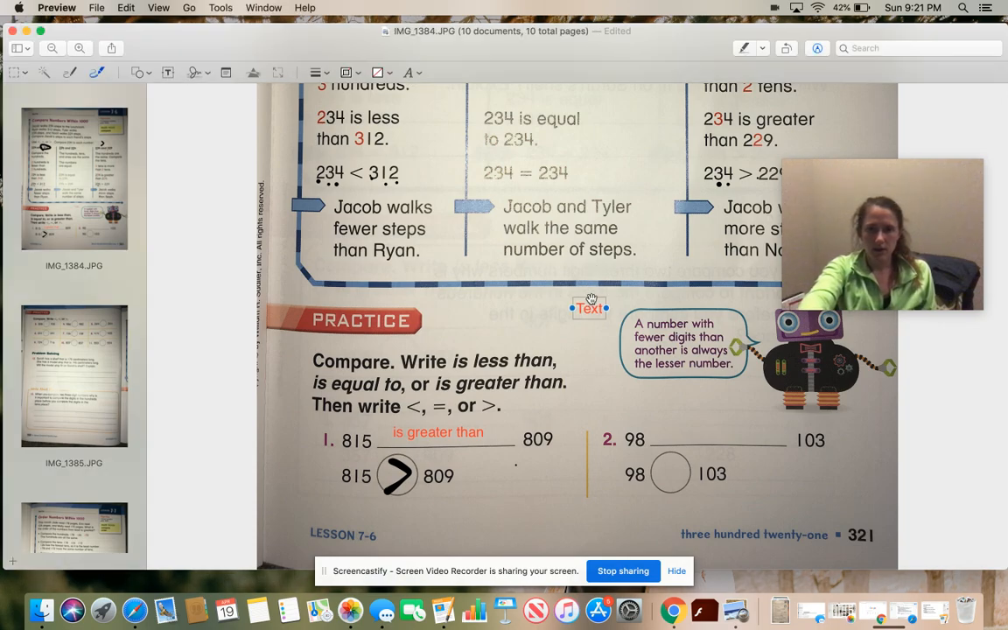And luckily it started smaller this time. How lucky did I get? So 98 is the smaller number than the 103. So I would say 98 is less than. And then I can draw my sign.